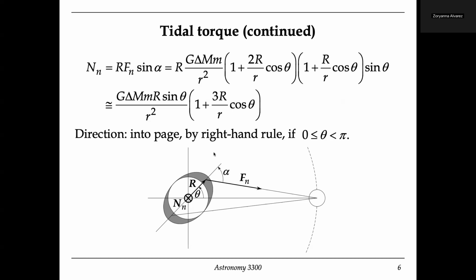R cross F creates rotation in which direction? R cross F. So this is up. That's counterclockwise, right? Up out of the board, if I look at it from above. You see what I'm saying?